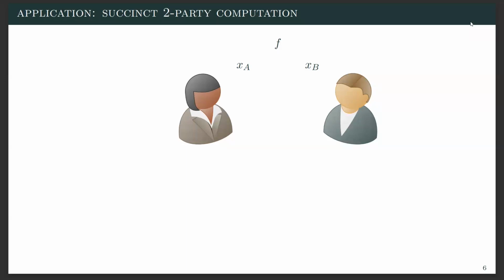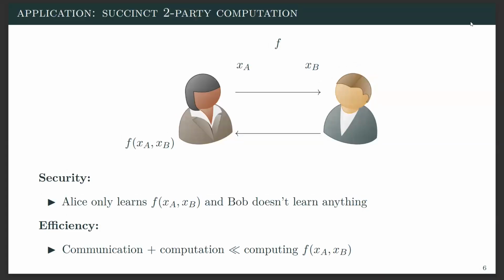The setting that we consider is we have some function f. Alice has some input, Bob has some input, xa and xb respectively. The best we can hope for is that Alice sends one message to Bob and Bob sends one message back to Alice. That's the minimum we can hope for and the best we can try to achieve. At the end of it, Alice will learn f of xa and xb. Here the security is that Alice will learn f of xa, xb, and Bob should not learn anything.